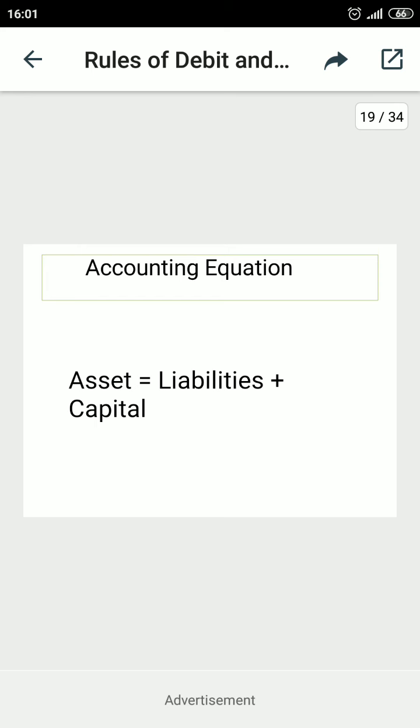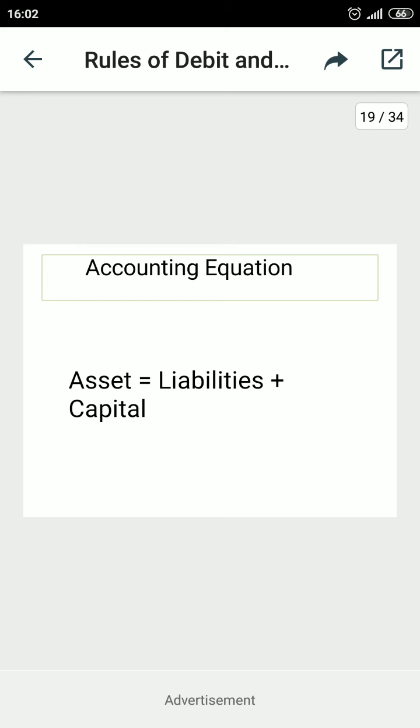Now you may see here, asset is equivalent to liabilities plus capital. This refers to the balance sheet data, but the income statement data is not listed here. That's why revenue and expenses are a part of the capital. If revenue increases, it will increase the capital. If expenses are there, it will decrease the capital. So when the equation is there, revenue and expenses are also a part of the capital.